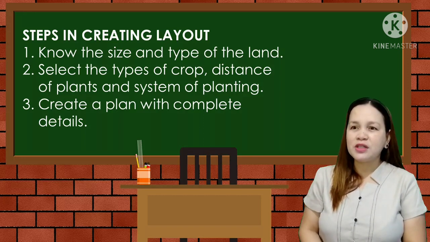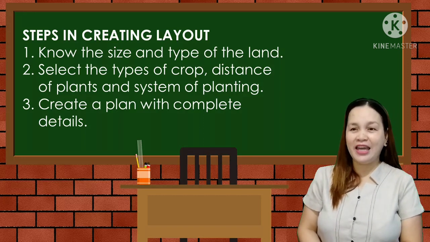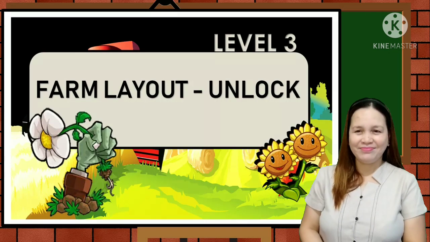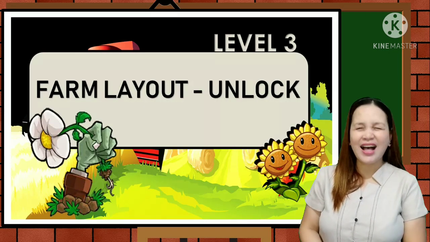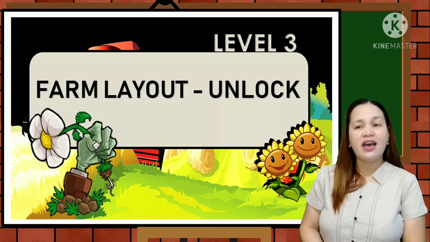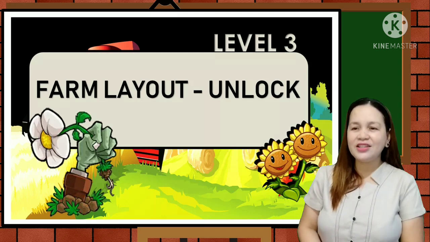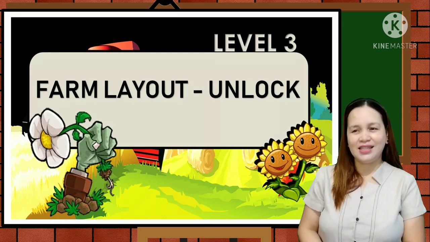Okay, let's proceed to the final level of our game. Level 3, Farm Out Layout Unlock. In this level, you will have a deep understanding about planting systems.